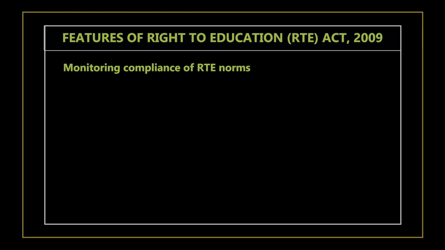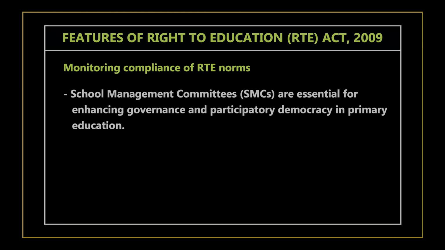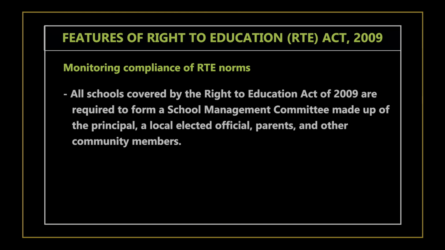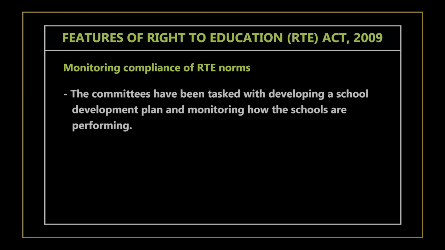Monitoring compliance of RTE norms. School management committees are essential for enhancing governance and participatory democracy in primary education. All schools covered by the Right to Education Act of 2009 are required to form a school management committee made up of a principal, a local elected official, parents and other community members. The committee has been tasked with developing a school development plan and monitoring how the schools are performing.